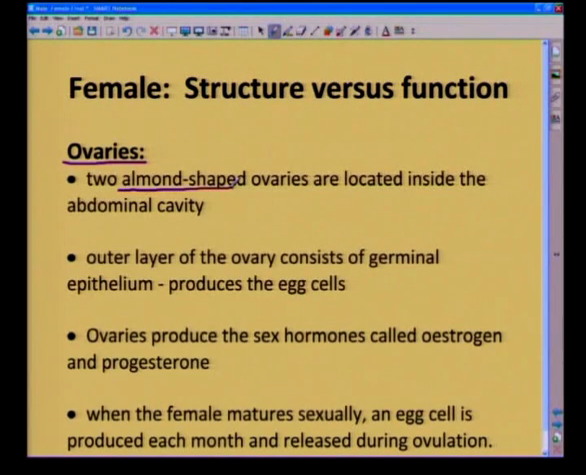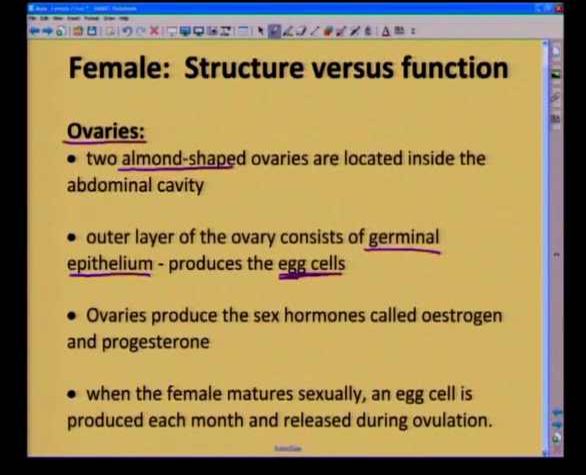The outer layer of the ovaries consists of, there we go, our germinal epithelium again. It's the germ tissue. Why? It produces the egg cells. Then ovaries produce the sex hormones estrogen. Now, we say estrogen, but it's written oestrogen. And just remember, this O is for ovulation. Okay. So O, ovulation, oestrogen. And progesterone, remember the P is for pregnancy.